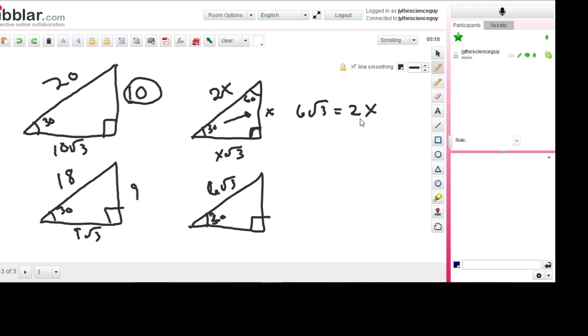How do you move the 2? Let's start there. Divide it, right? Which one of those numbers can the 2 divide into? The root 3 or the 6? Only the 6, because those are the two same kinds of numbers. So what is x equal to then? 3 square root 3. So this side is 3 square root of 3.